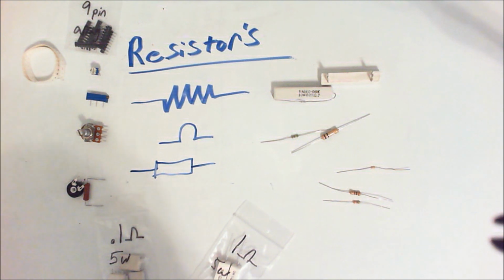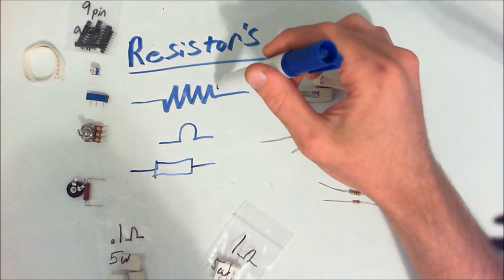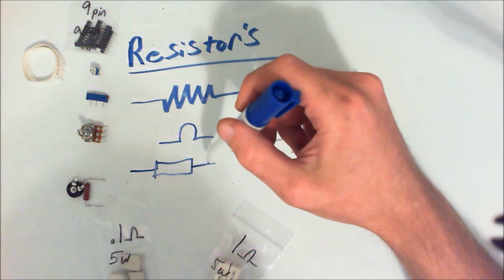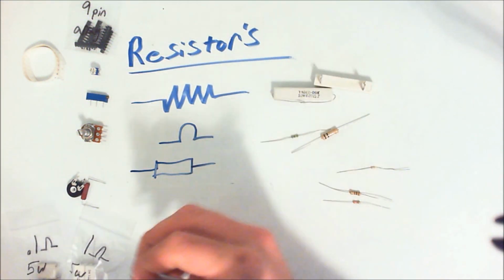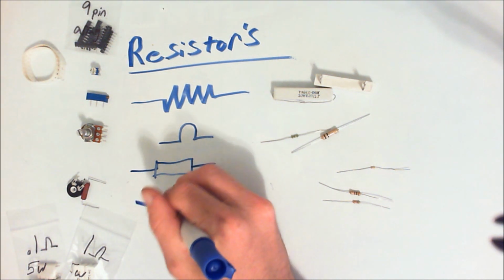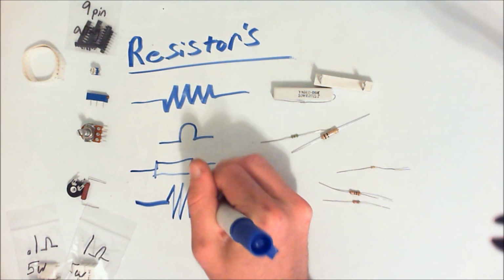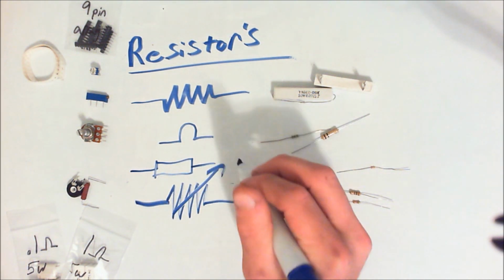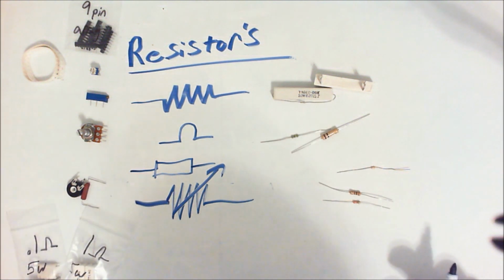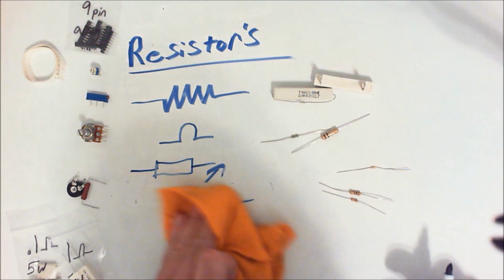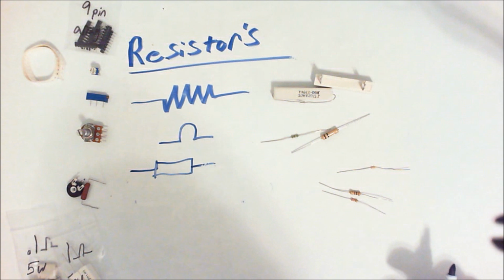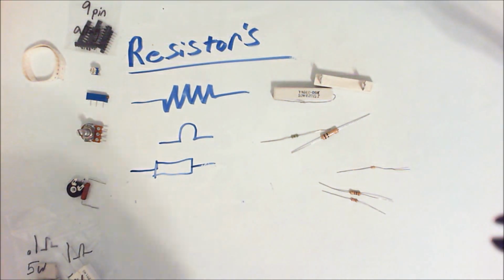Resistors have a couple of different schematic symbols that can be used. This right here is a fixed resistor. This is also a fixed resistor. Sometimes you'll see potentiometers in a circuit, which have a little arrow through them, and some other different schematic symbols that represent a resistor. But today I'm primarily going to focus on fixed resistors.